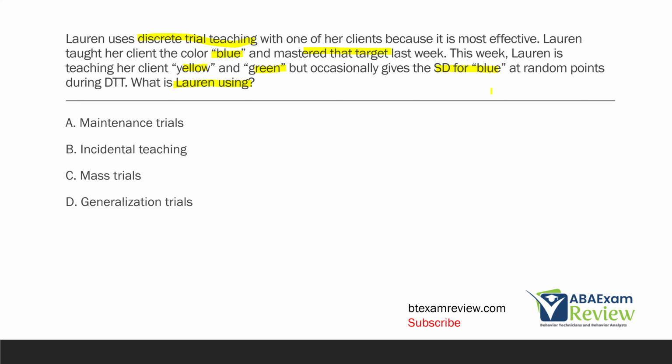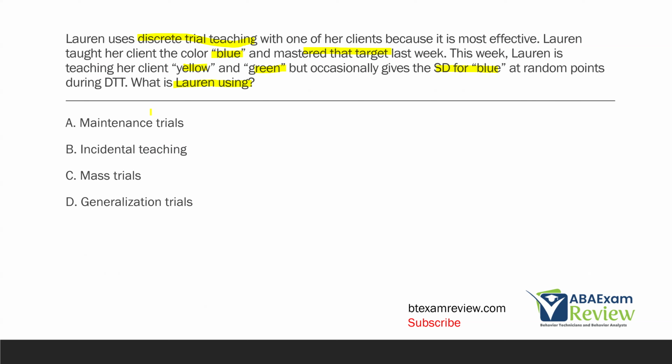Notice we read the question first, and then we go back and dissect the question to better understand it. We don't read the question and jump to answer choices. You want to read the question and then understand the question. What we know, Lauren is using DTT. She mastered blue with her client. She's teaching new skills, but still giving the SD for blue during DTT.